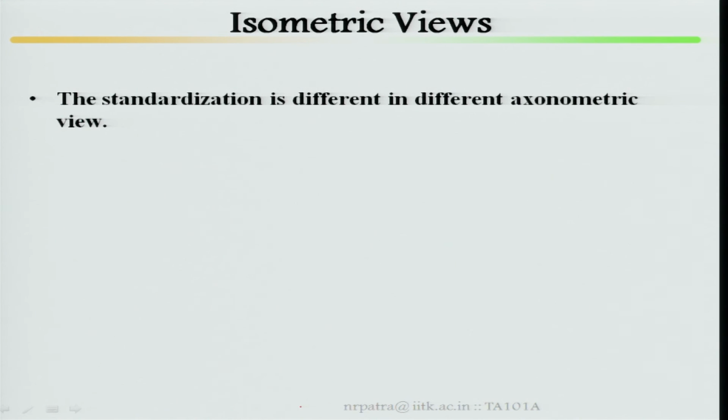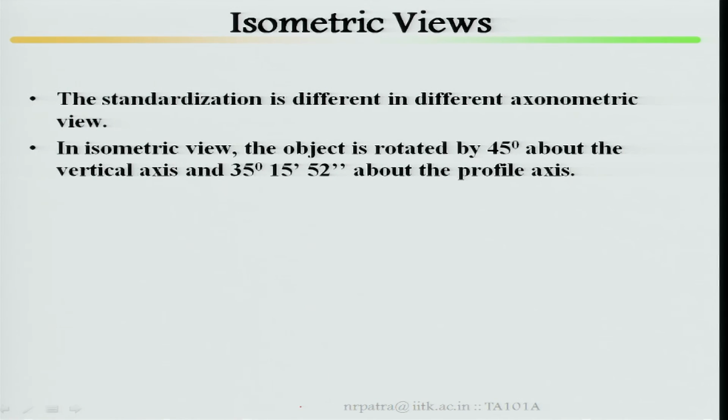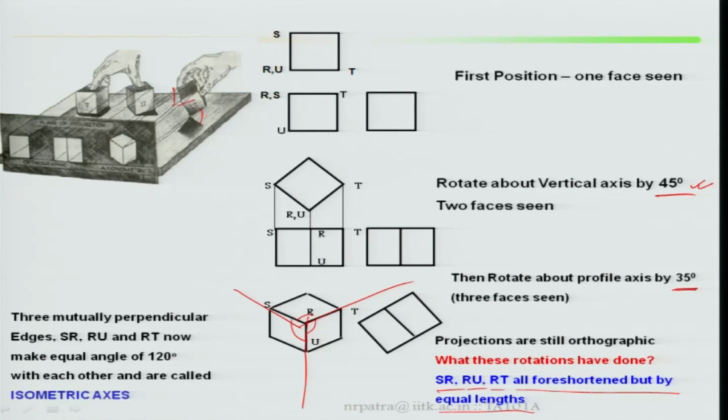Isometric view: this standardization is different in different axonometric views. In isometric view, the object is rotated by 45 degree about the vertical axis. Remember the standardizations. Here it is isometric view, not isometric projection. The object is rotated by 45 degree about the vertical axis. Then 35 degree 15 minute 52 second about the profile axis, and about the vertical axis it is 45 degree.